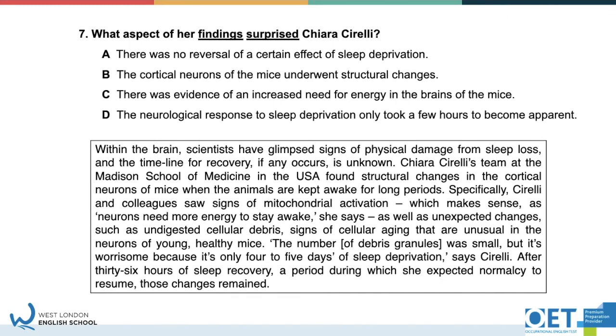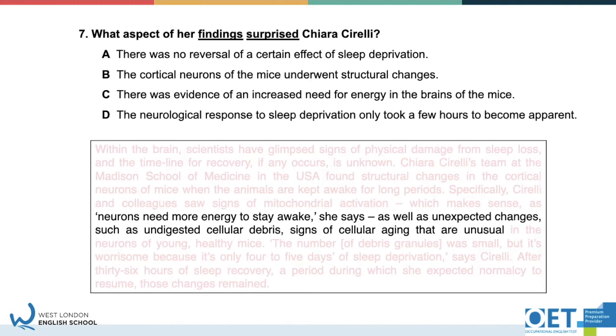Okay, so again, looking at the question, we've got this word surprised. So we need to find something that was unexpected in the findings, in the results of the research. If we look in the paragraph, we do have a section that says, "which makes sense." So we know that it's not going to be there because we want something that surprised her, not something that is normal or that makes sense. If we have a look at this sentence highlighted here, we've got the word unexpected changes. And this is important. We've also got the word signs of cellular aging that are unusual. So these are things that surprised her.